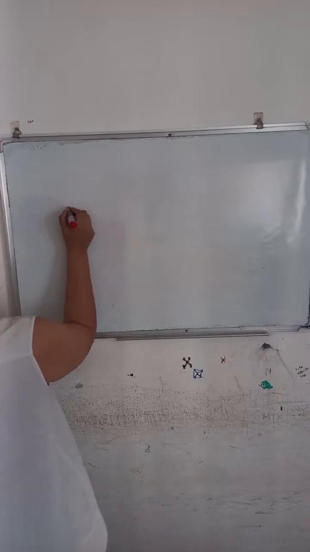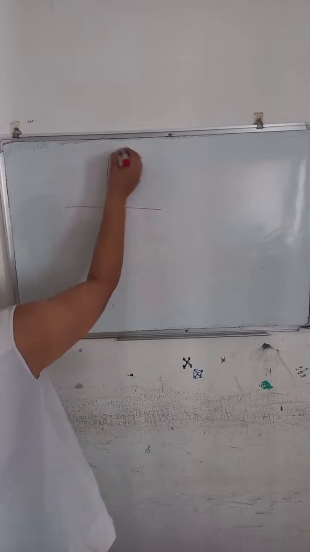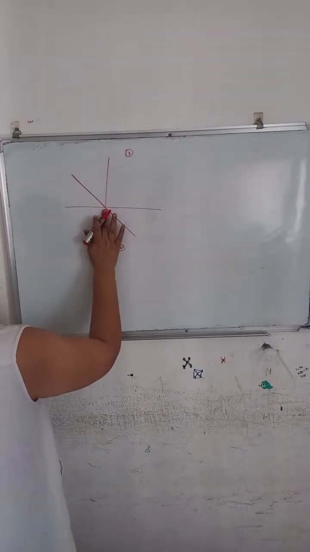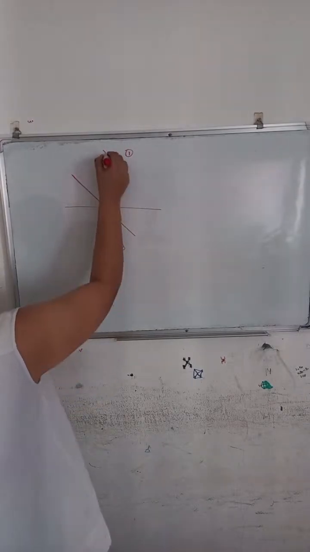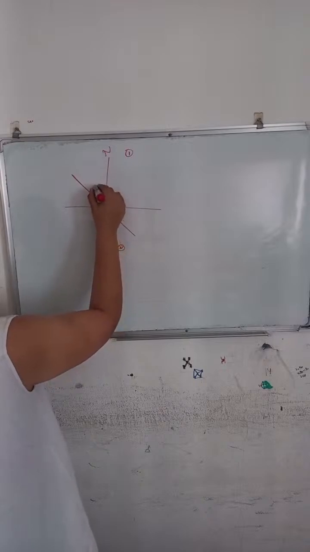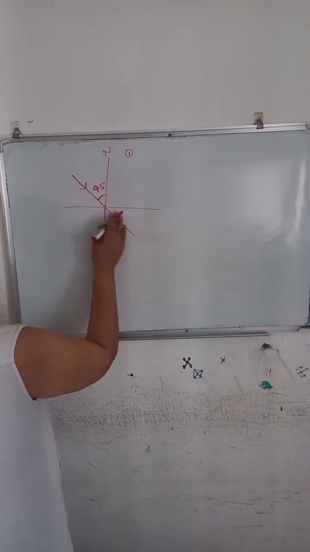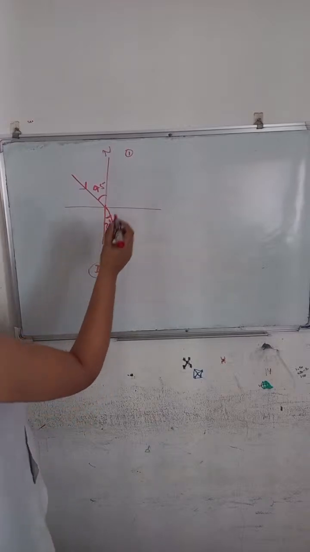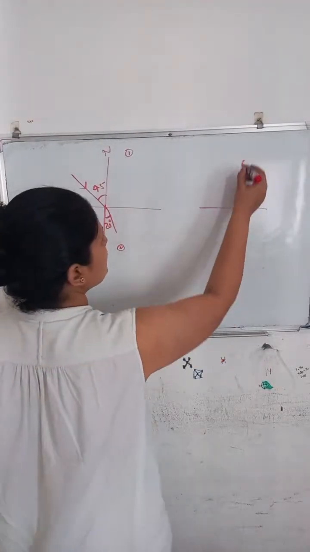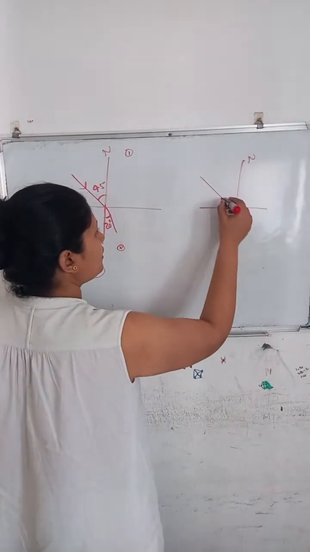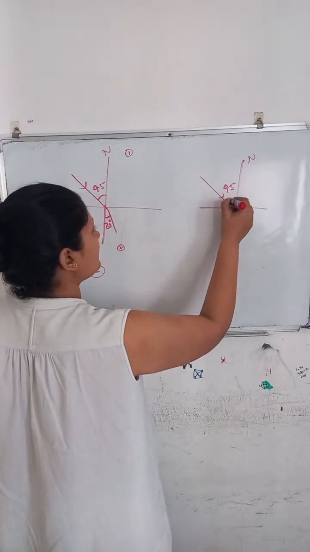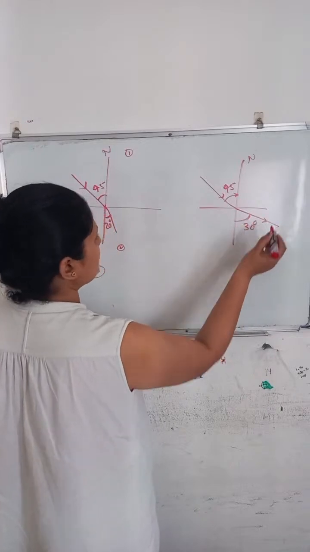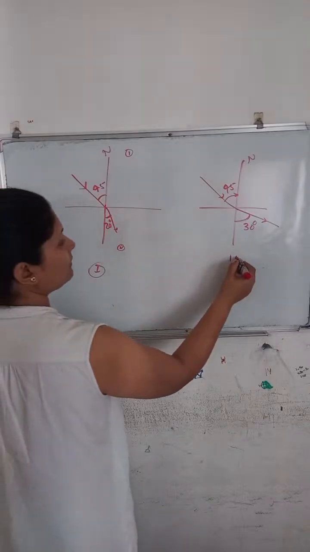So I will draw the diagram that is given. This is medium 1, this is medium 2. This is the angle of incidence, and this is nothing but the normal. This is the 45 degree angle of incidence, and this is 20 degrees given. This is figure 1. In figure 2, this is the normal, and here the angle of incidence is 45 degrees, and the angle of refraction is given as 30 degrees. So this is your second figure.